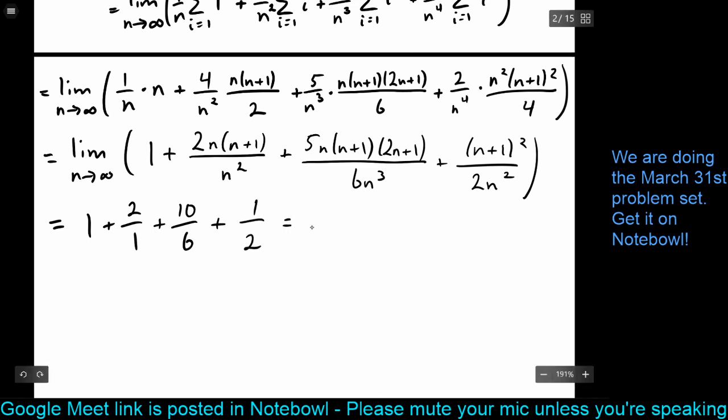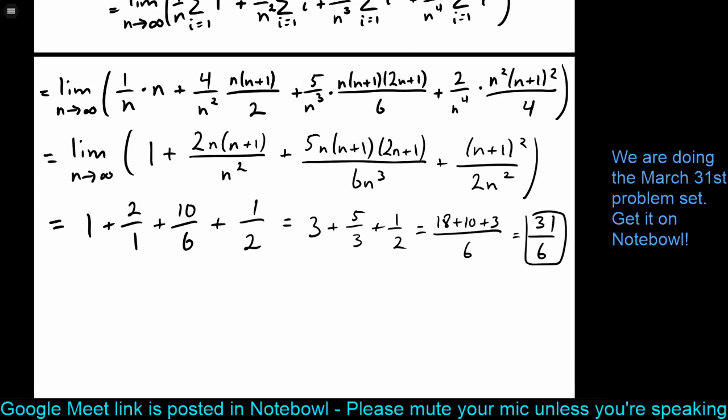Right, so when we simplify this, this is going to be 1 plus 2 is 3, plus 5/3 plus 1/2. So common denominator is 6. 18 plus 10, plus 3. So 31 over 6. So that's that answer.